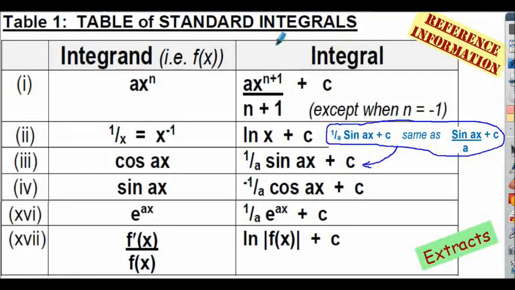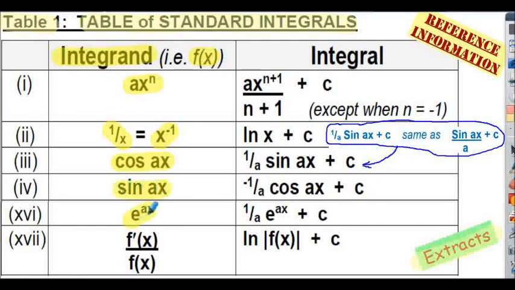Here's some reference information from the previous presentation. These are basic extracts here from table 1, or table of standard integrals. And here's the integrand, also the function of x. The main integrands we'll be using in this presentation relate to ax to the n, 1 upon x, or x to negative 1, cos ax, sin ax, e to the ax, and I'll also show you the standard form function dash x divided by function of x. This is a standard form we can sometimes use in place of integration using substitution. The integrals are shown on the right hand column here. These are effectively our solutions.